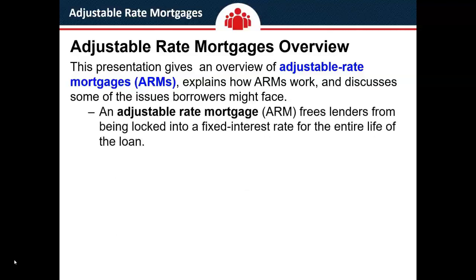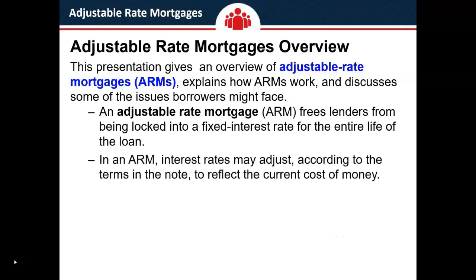So an adjustable rate mortgage frees lenders from being locked into fixed interest rates for the entire life of the loan. So if a borrower gets a fixed loan, that's the same rate for the entire loan. But with an adjustable rate mortgage, the rate is going to adjust up or down depending on the index, and it frees the lenders from being locked into a fixed rate for the life of the loan. So there may be times where the payment is higher. There may be times where the payment is lower.